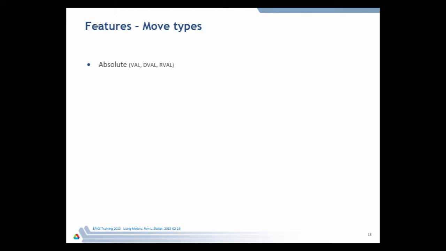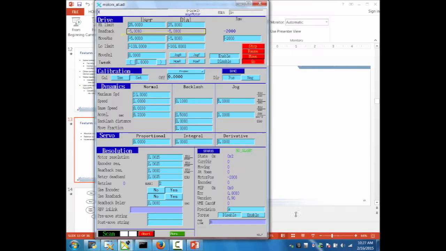So I'd like to get to some specifics of how you move a motor and what types of moves. There's basically three different ways of moving the motor: in either absolute units, relative units, or incremental. And again, back to this display, this column up here is conveniently labeled move absolute. So if I make a move from here, it's going to move in absolute units.